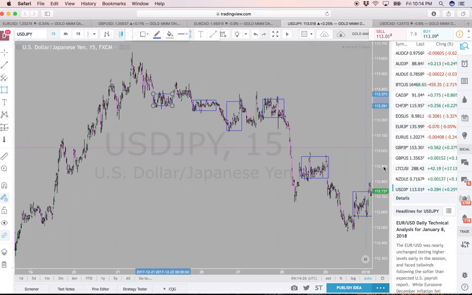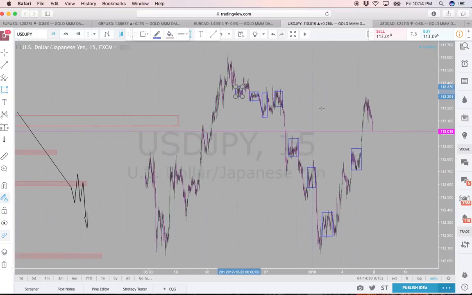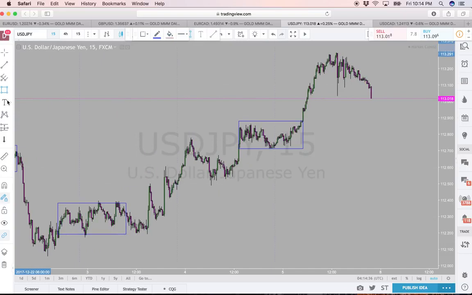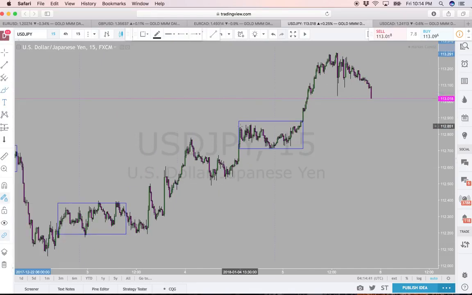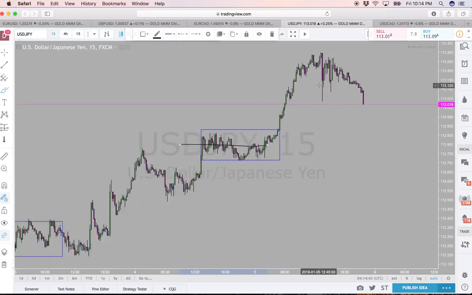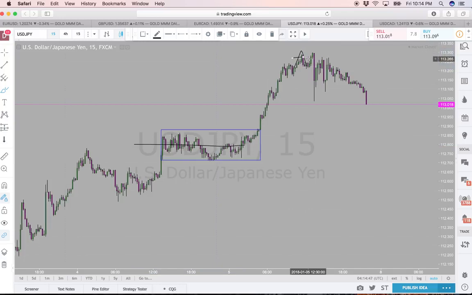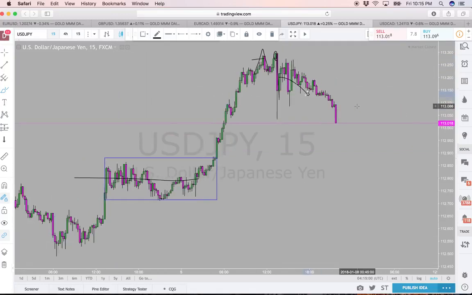Gold, USD JPY. Now, we did have a structure, an M formation on this pair too. You had the Asian consolidation and then the high of the day here. This candle broke above the high of the day, and then the next candle was the shift out of that zone and drop.